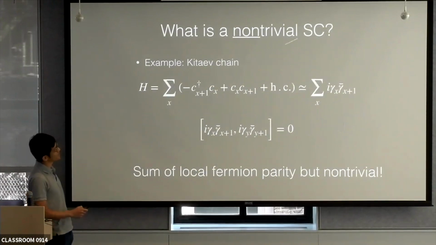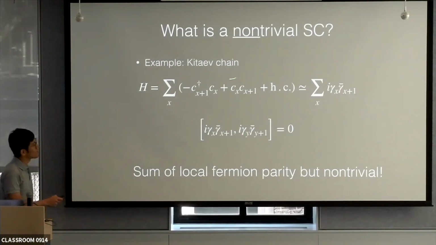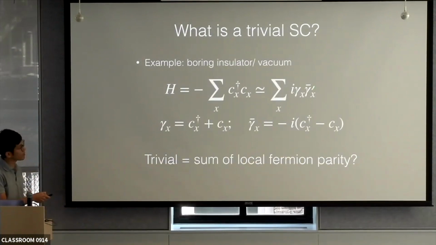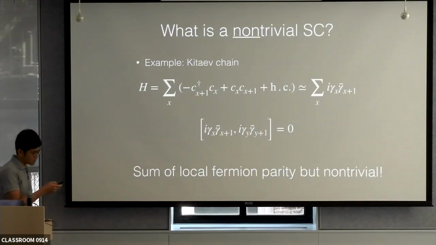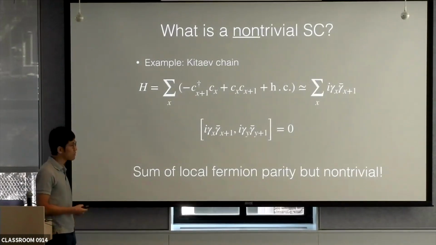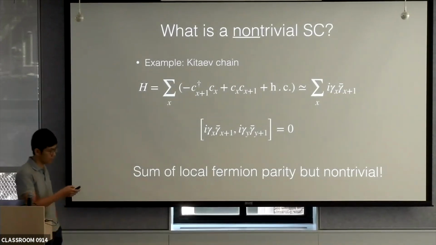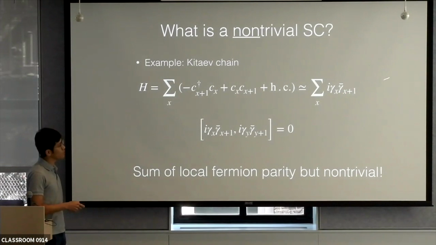So let's ask what is a non-trivial superconductor. The canonical example will be the Kitaev chain. It looks a bit more complicated this way, but if I again go to the Majorana basis, it's almost identical. So let me just contrast that. This one is i gamma_x gamma bar_x. This one is i gamma_x gamma bar_{x+1}. So they look extremely similar, they're basically the same in terms of form. The only difference is the shift in the site index of the next one.